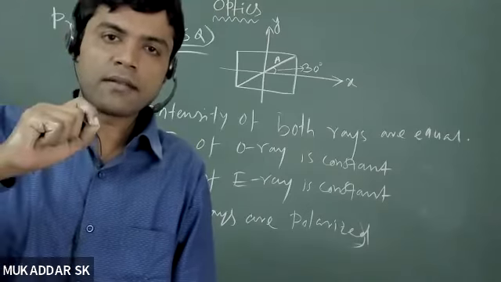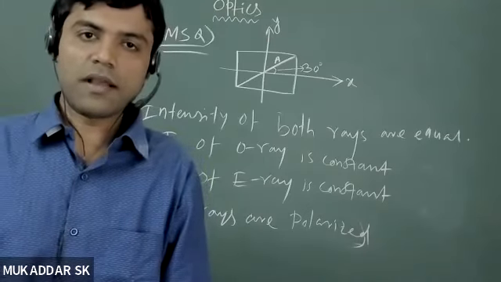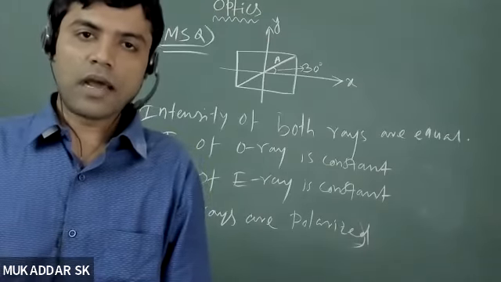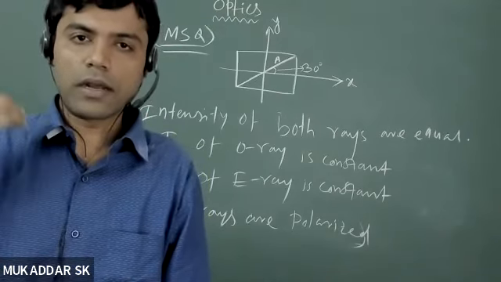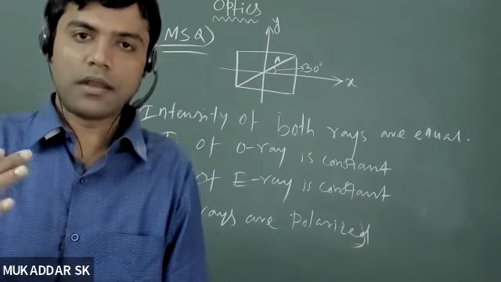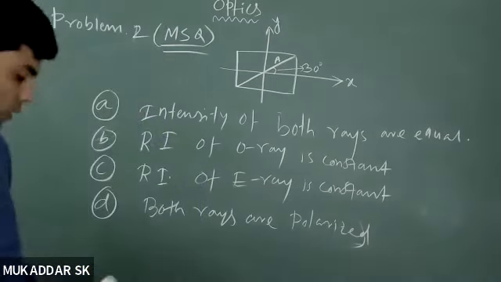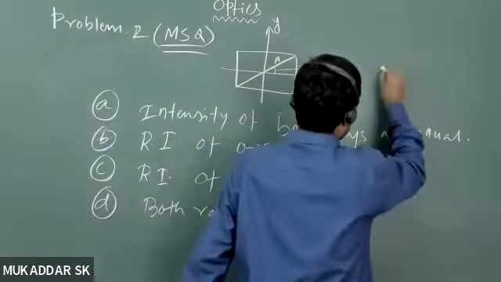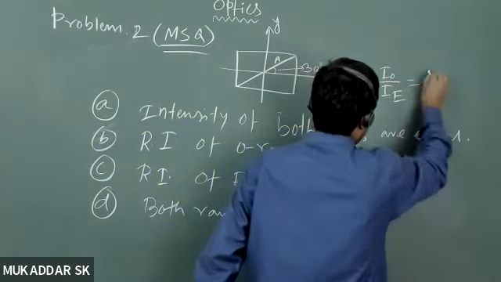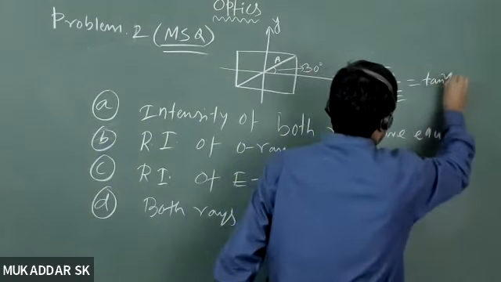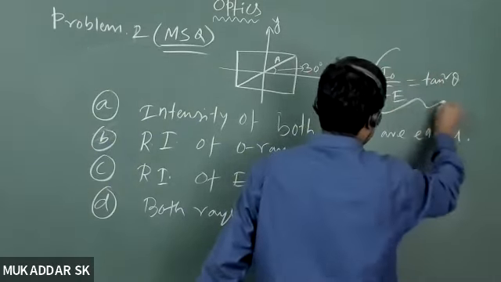And we know that intensity is nothing but amplitude square. So obviously, if you calculate the ratio of intensity of O ray to that of intensity of E ray, you will basically get IO by IE, that will be tan square theta. Check this, okay?